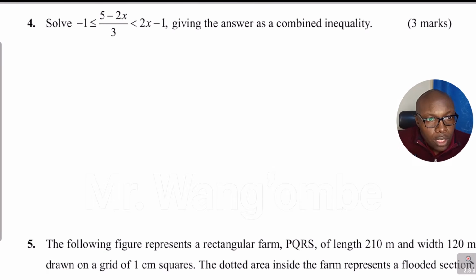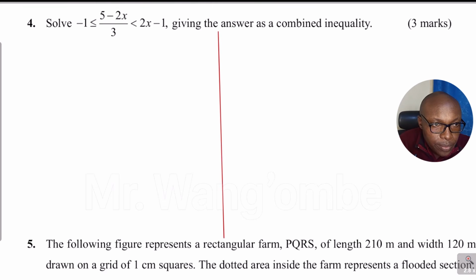Question 4. Solve this inequality that is given here, giving the answer as a combined inequality. So how do you solve this inequality? The first thing you're going to do is to extract two inequalities from this combined inequality. The inequality that you're given is combined, so you need to extract two inequalities.